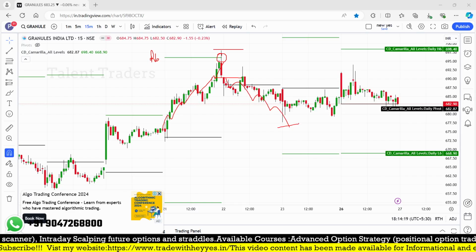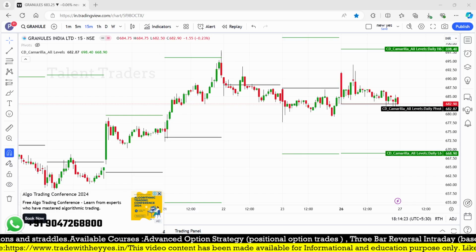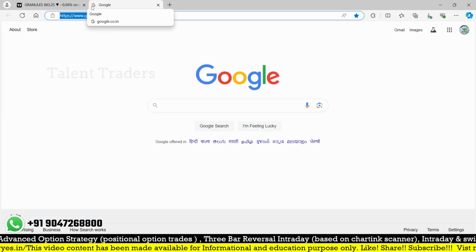So we already created the Camarilla levels. That would be the easiest one to fetch for the scanners. And this is a scanner.